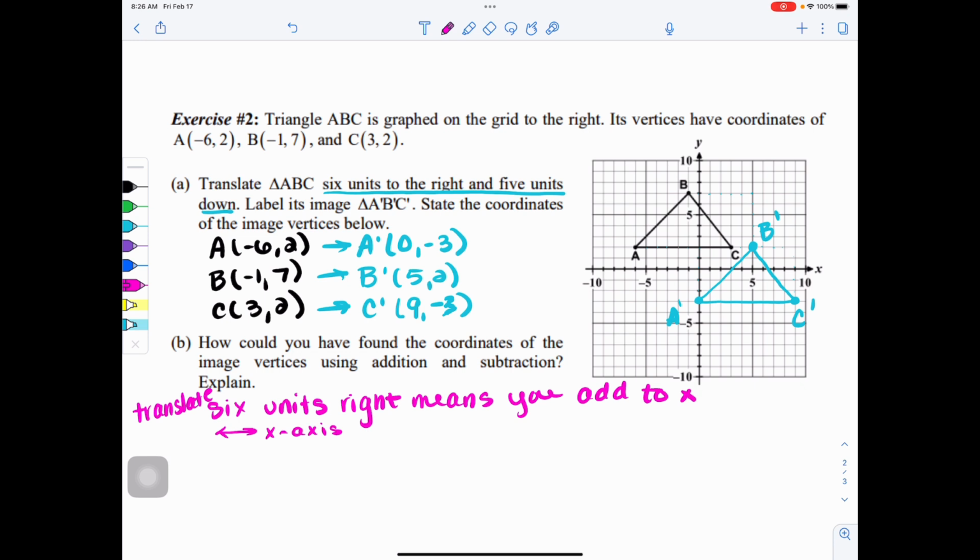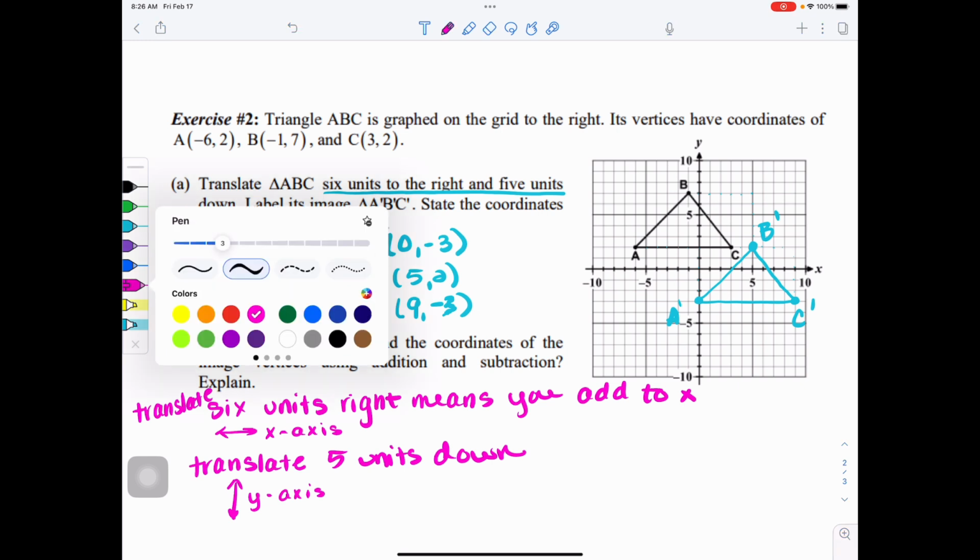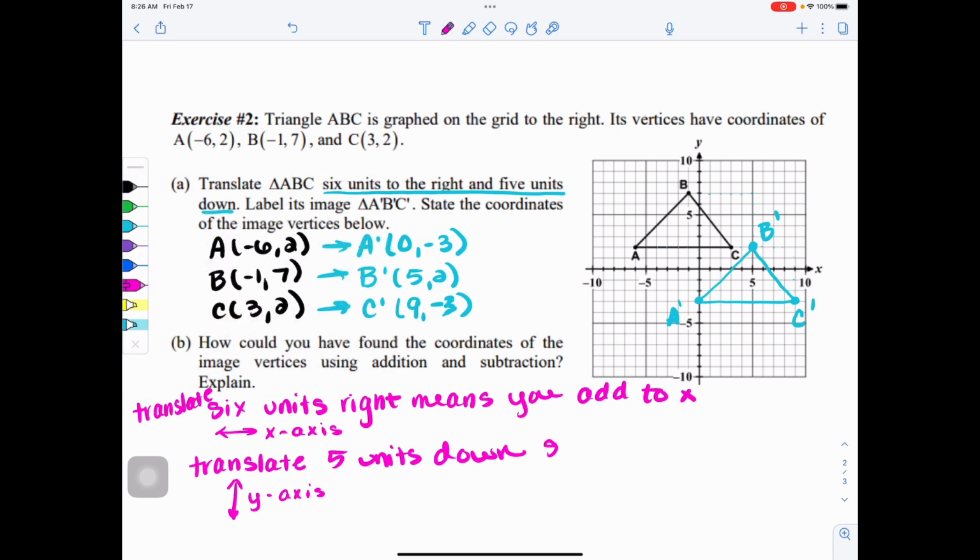Okay? And then if we look similarly to the part where they're translating 5 units down, which axis runs up and down? The y-axis, right? So if you're making any up or down change, you're actually changing the y value. So here, translating 5 units down, since you're down, that means you subtract from y.